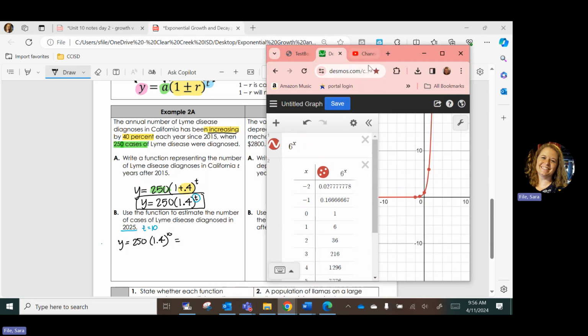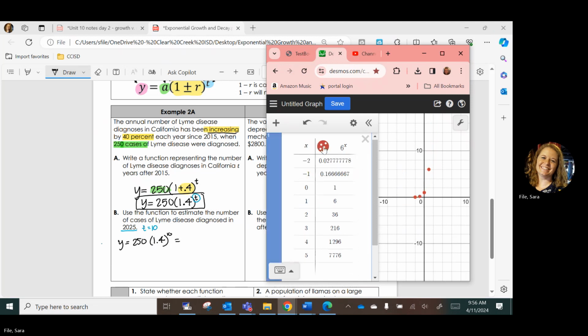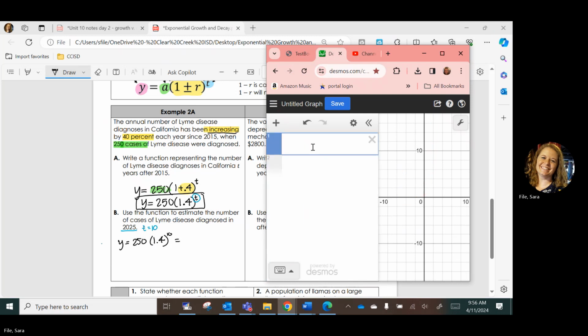So let's see. 250 times 1.4 to the power of 10. So that tells us, now we're talking about cases of Lyme disease. There's not going to be a fractional case. So we always are going to think about this scenario and if it makes sense to have a decimal or if you should be rounding up or rounding down.